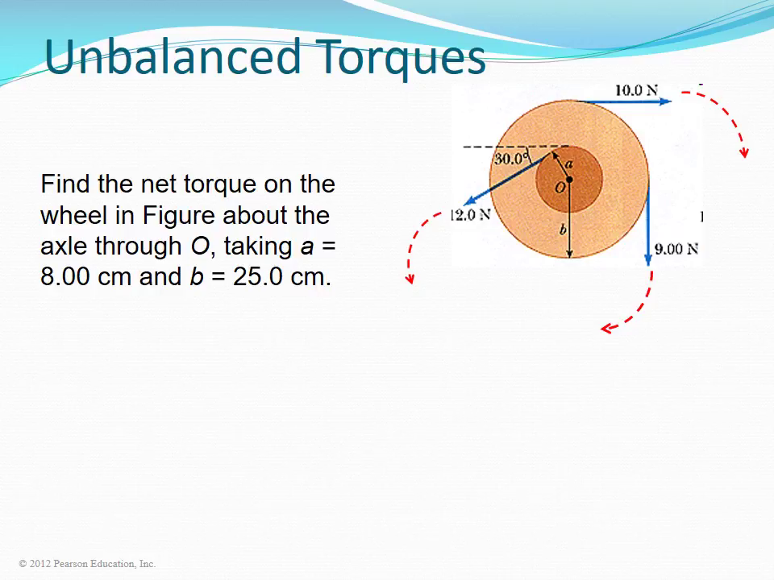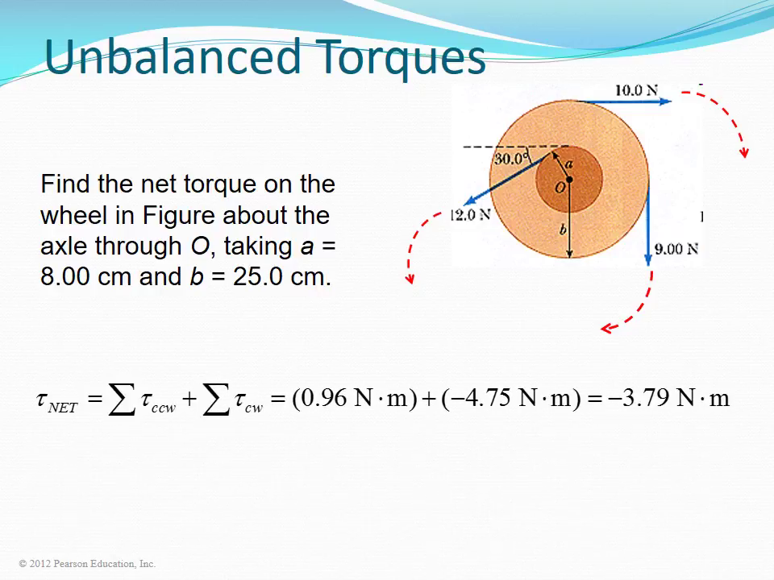The net torque is the sum of the counterclockwise and clockwise torques. In this problem, the sum is minus 3.79 Newton meters. This means we do not have an equilibrium condition. The wheel will change in rotation. The direction of the change is negative, clockwise.